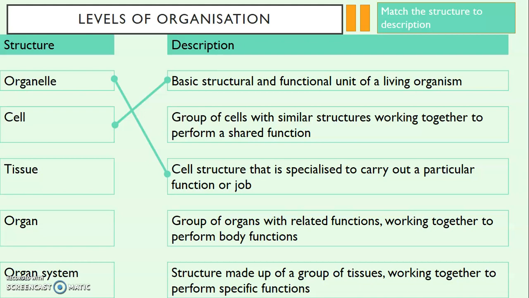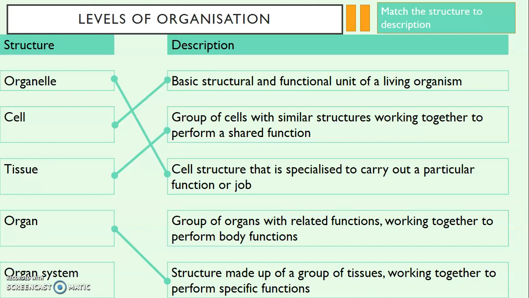A tissue is then groups of similar cells with similar structures that work together to perform a shared function. So for example, you could talk about muscle tissue. So you've got lots of muscle cells working together to contract to cause movement. Organ is then the next level of organisation, and an organ is a structure made up of a group of tissues working together to perform specific functions. So it's different types of tissues that come into there.